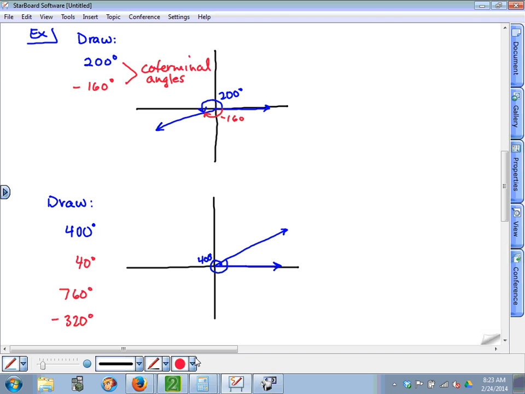680, yep, negative 680. Is this ringing a bell? Does anybody remember this from last year? Coterminal, a little bit. Okay.